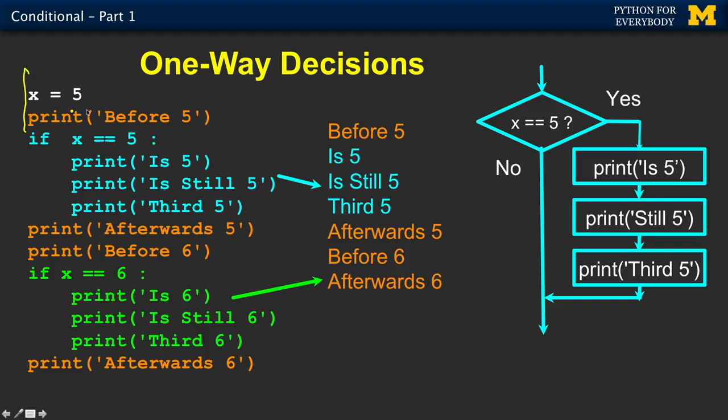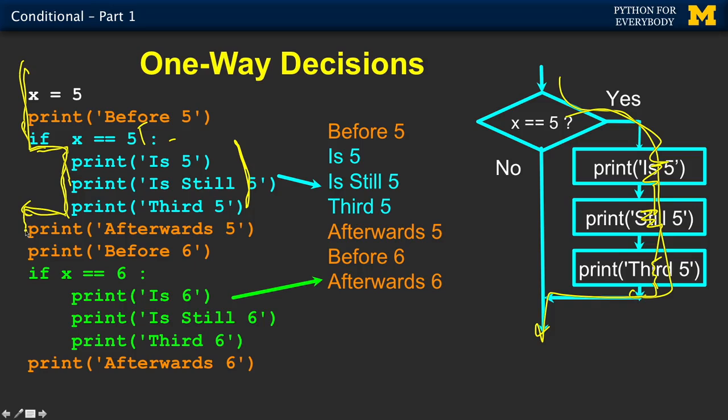X is 5. We print before 5. If x equals 5, this is going to be true because it is, colon starts an indented block. Now, by maintaining the same indent, you make this all part of the conditionally executed block. So this is 3 lines of code that it runs this line, then sequentially runs this line, sequentially runs this line, and we indicate when we want to get out of this block and then continue by de-indenting.